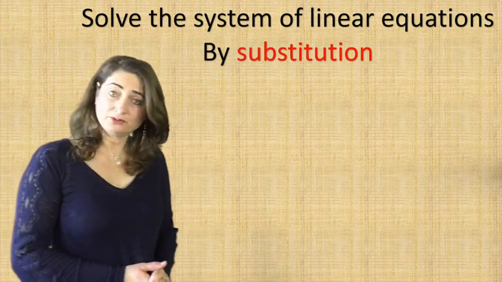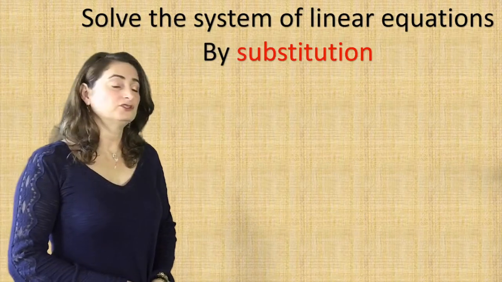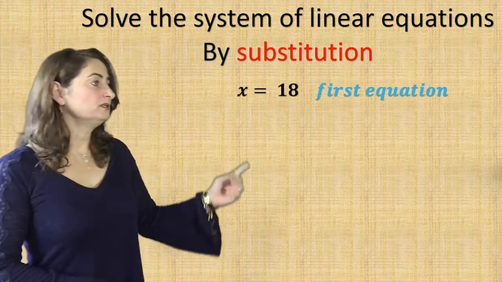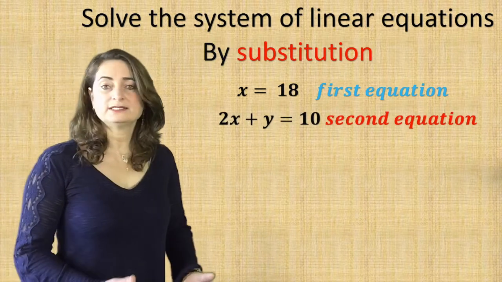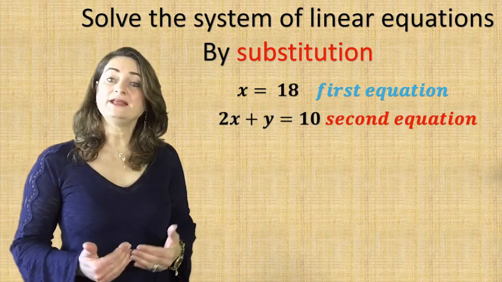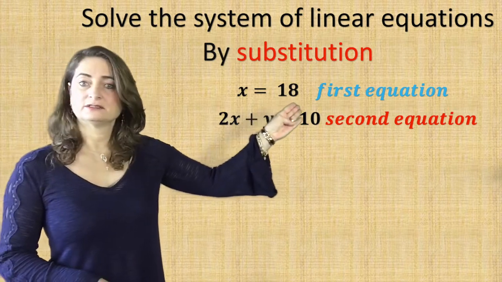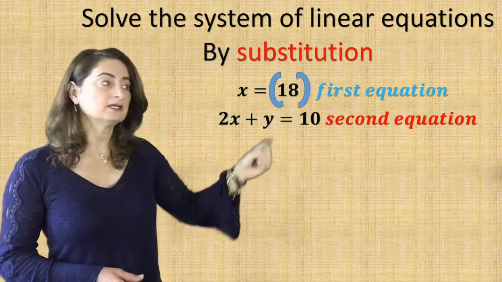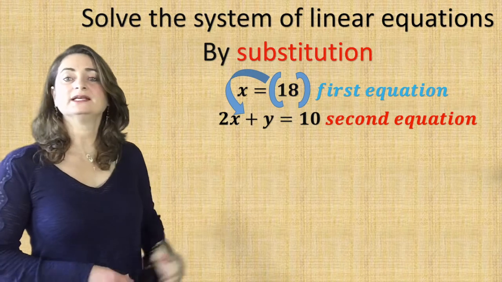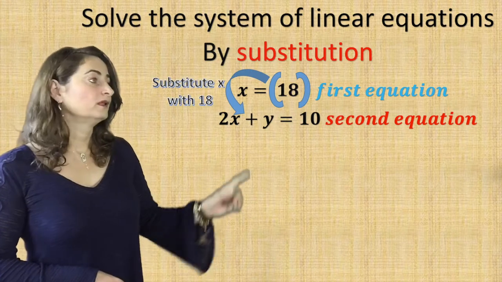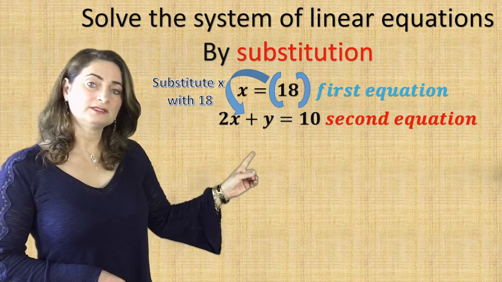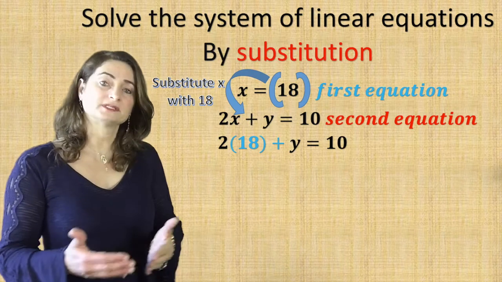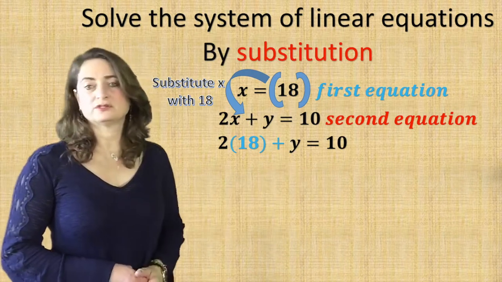Now let's look at this example. Solve the system of linear equations by substitution. x equals 18, that's your first equation, and 2x plus y equals 10, that's the second equation. Now I need to find the value of x and y. They already gave me x equals 18. So what I do is put 18 in parentheses and substitute it instead of x in the second equation. And watch why I put it in parentheses all the time: if you don't, it would look like 218, but it's actually 2 times 18 plus y equals 10.